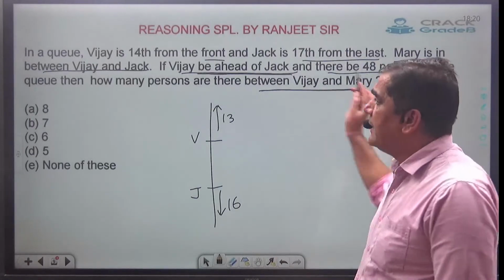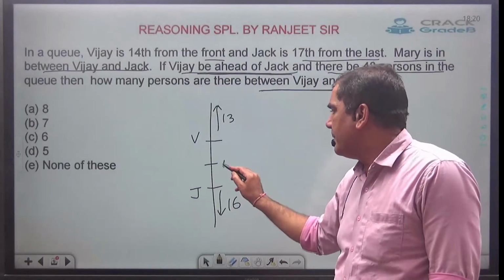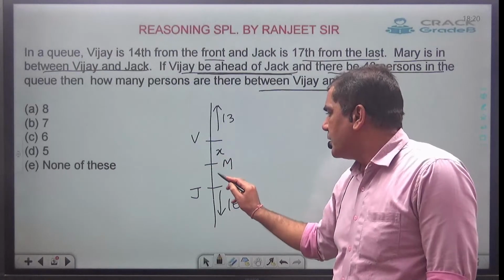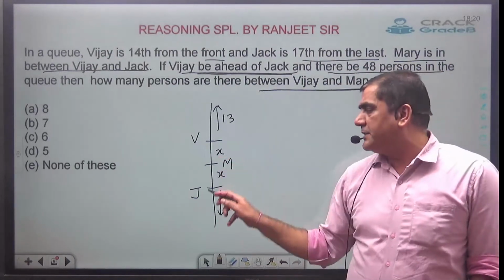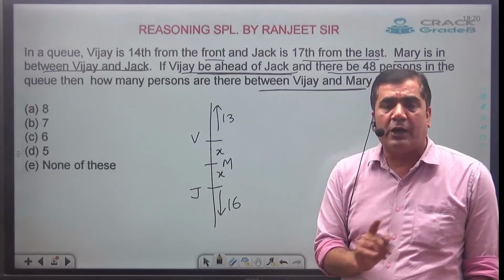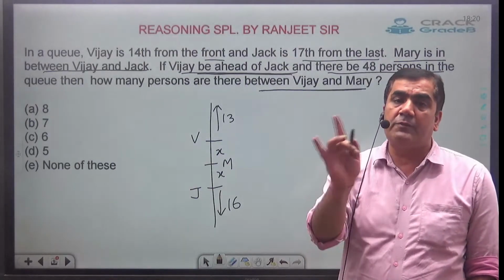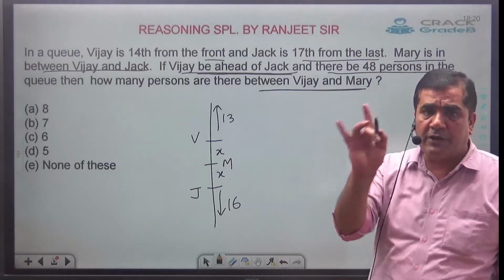Now they are saying Mary is exactly between. Exactly between means X. Mary is over here, so if this is X, this must be X. Since Mary is between Vijay and Jack, my first job is to find out how many persons are there between Vijay and Jack.